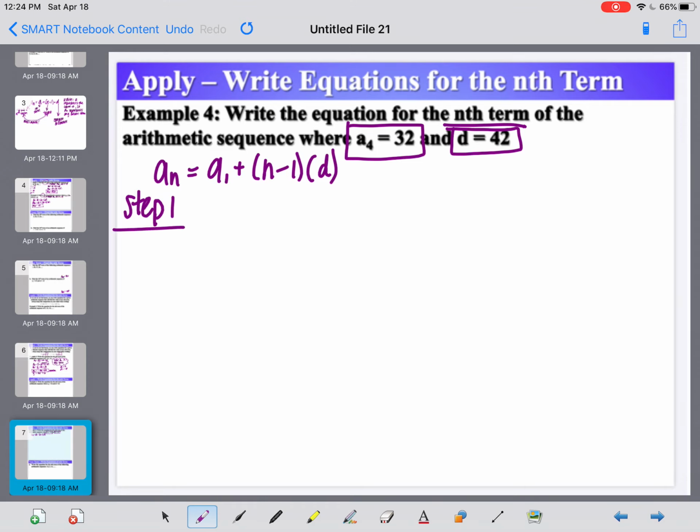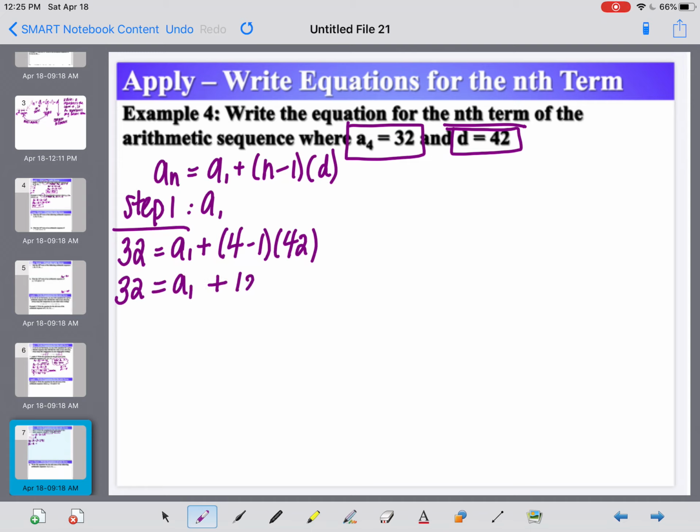So this is going to be a two-step problem, and step number 1 is going to be to find the first term of this sequence, where a sub 4 is 32. So if a sub 4 is 32, that means that n must be 4. So we're not writing the general equation just yet. We're trying to solve for a sub 1 because that's what we need to plug into our formula in order to write the equation. Okay, so 4 minus 1 was 3, and 3 times 42 is 126. So we can solve this equation now for a sub 1.